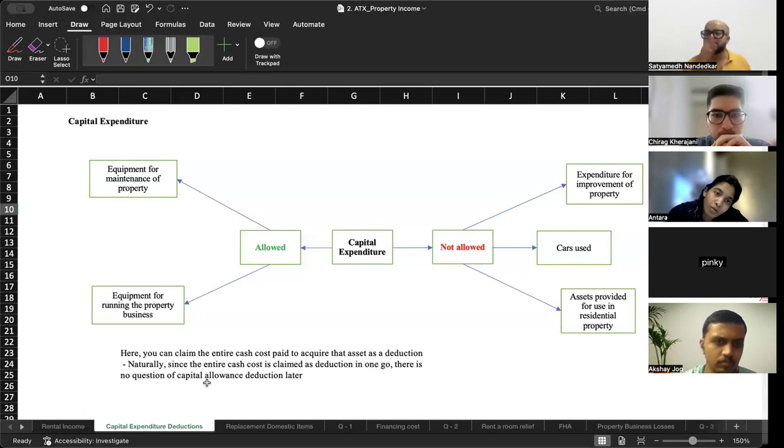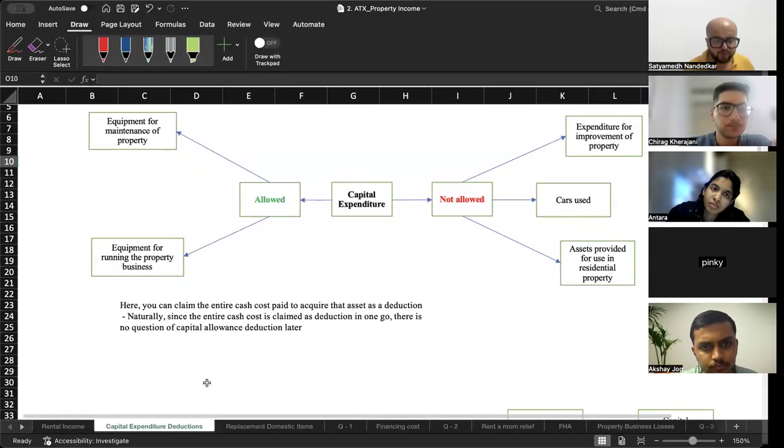If I purchase some other device for cleaning and all of that, claim that entire amount as a deduction. So the entire cash paid to acquire that asset is allowed as a deduction. This is a little different.